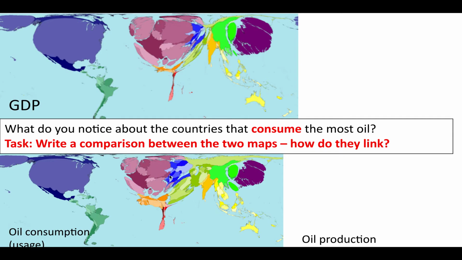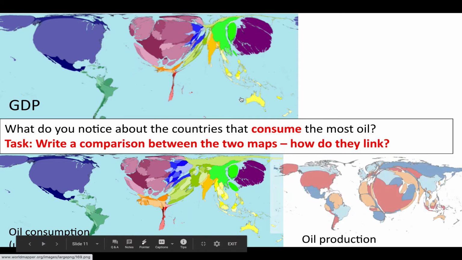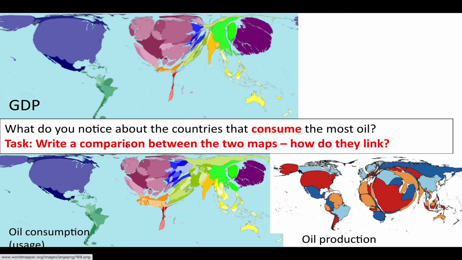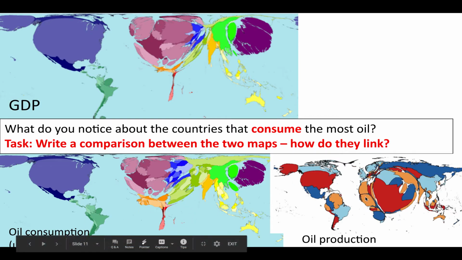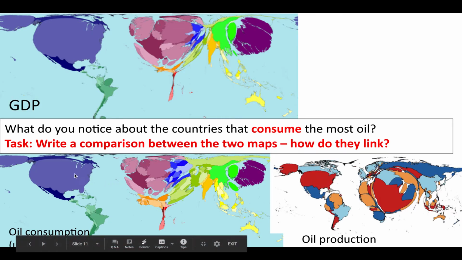So there's a very strong correlation between countries that consume lots of oil and countries that have a large amount of money. But there is not a very strong correlation between oil consumption and oil production. That doesn't mean there's no overlap. There are some overlapping countries. Say, for example, the United States has high oil production and high consumption.